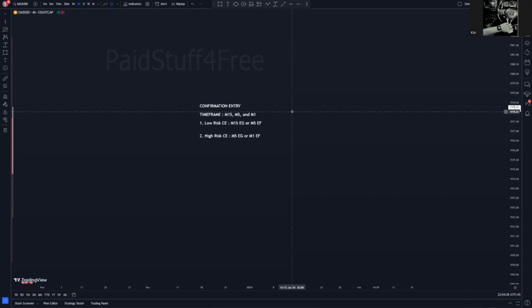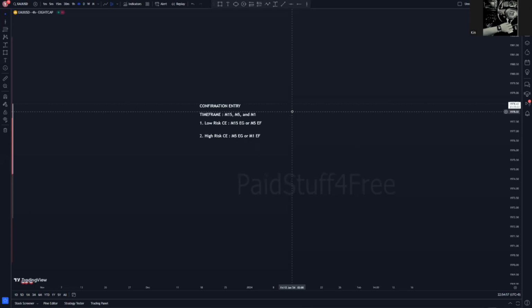And how about the high risk confirmation entry? I took another 4 months doing this, and the win rate was 57 to 60%, something like that. It's still profitable, but the weakness of the high risk confirmation entry is that sometimes the M5 EG can be broken, sometimes the M1 EF can be broken.